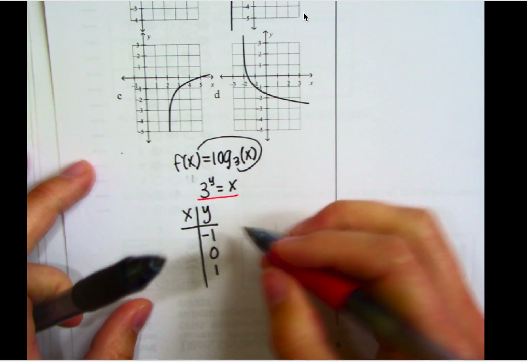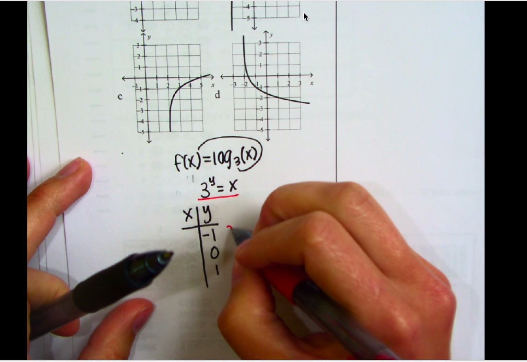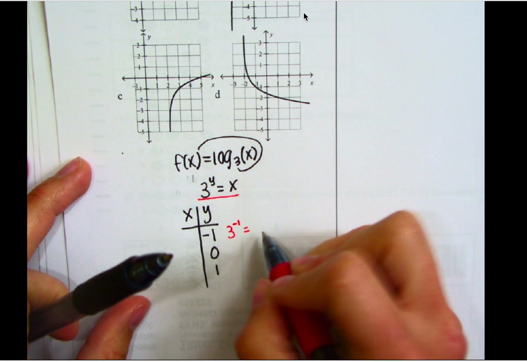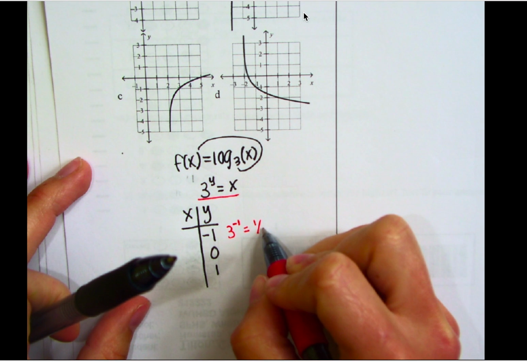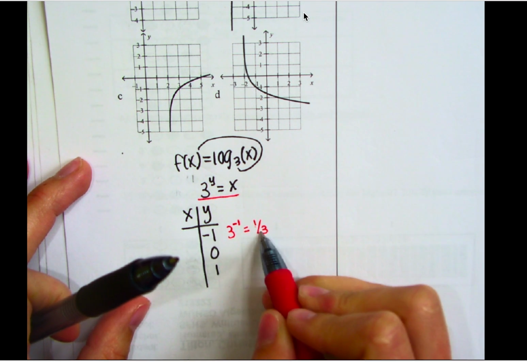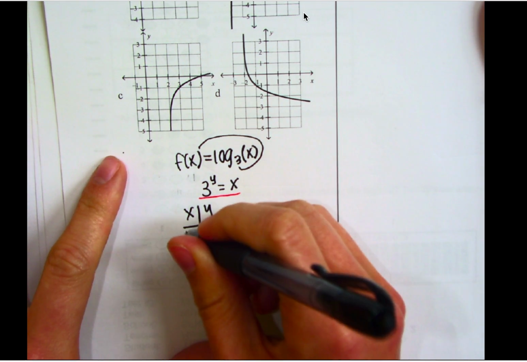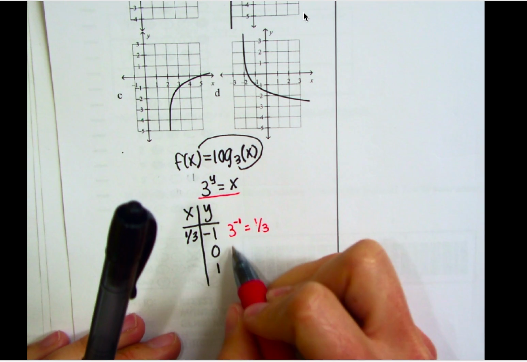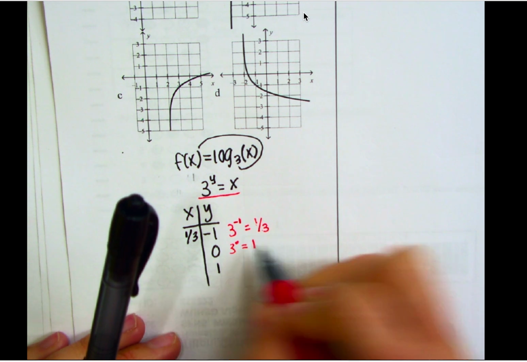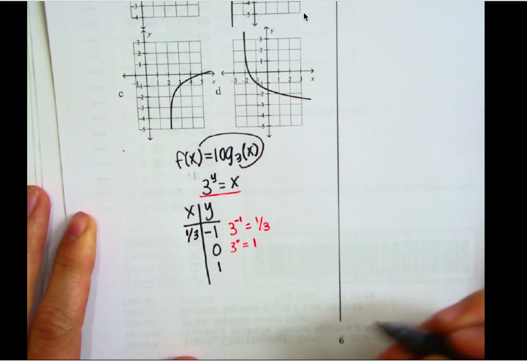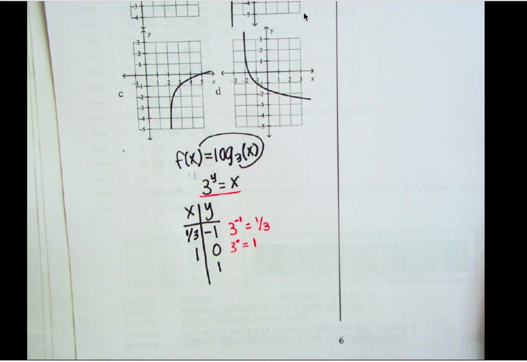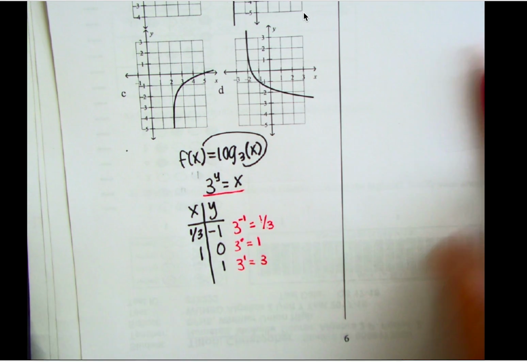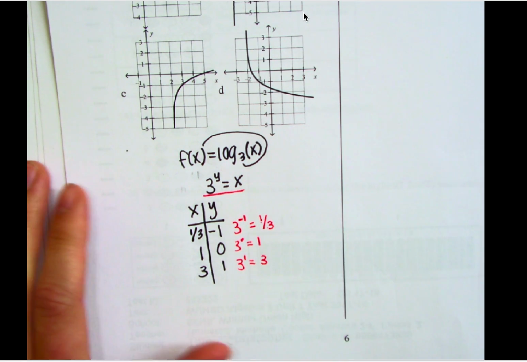So plugging in negative 1 for y gives me 3 to the negative 1 power, which is equal to 1/3. So that's going to give me my x is 1/3. Then I'm going to plug in 0 for y. I get 3 to the 0 power, which is equal to 1. So my x value is 1. And then 3 to the first power is equal to 3. So I put that 3 here for my x.